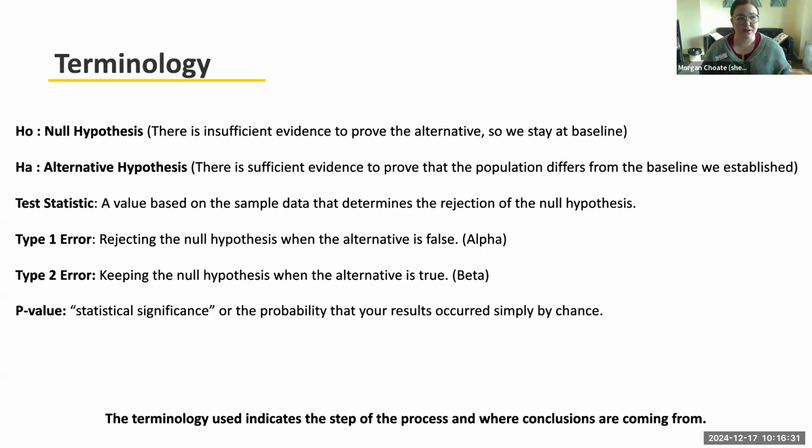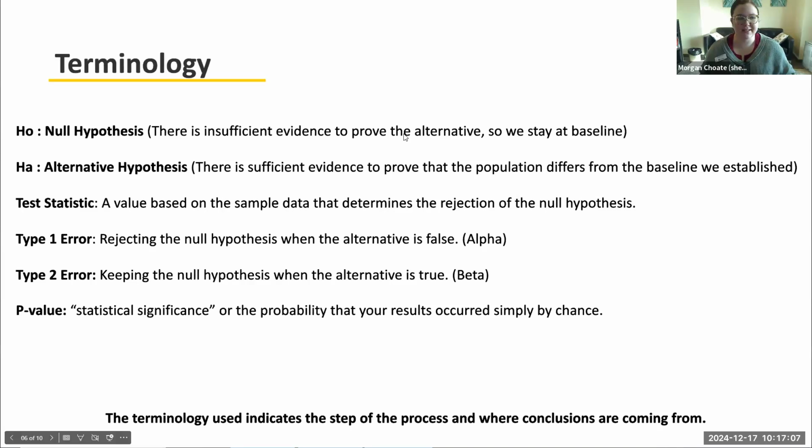But with null and alternative, sometimes they won't be stated explicitly. You just kind of have to assume based on whatever their research question is. But if you hear these terms referred to by their actual name, it indicates what step of the process they're talking about, and also where those conclusions are coming from. So they may say, I got this result from this test, but if they don't give you the p-value or the test statistic, why is that happening? The way that this is happening is indicated by whatever terms they're using.